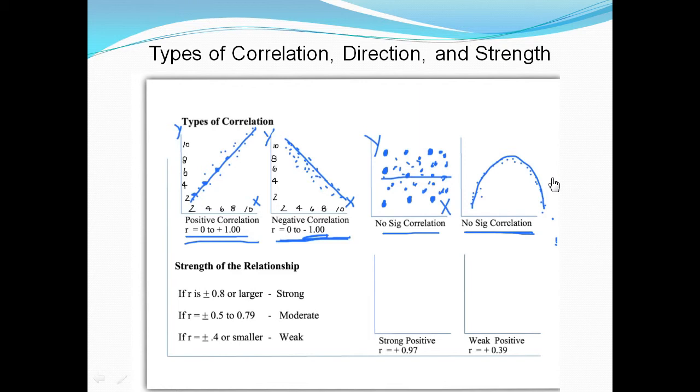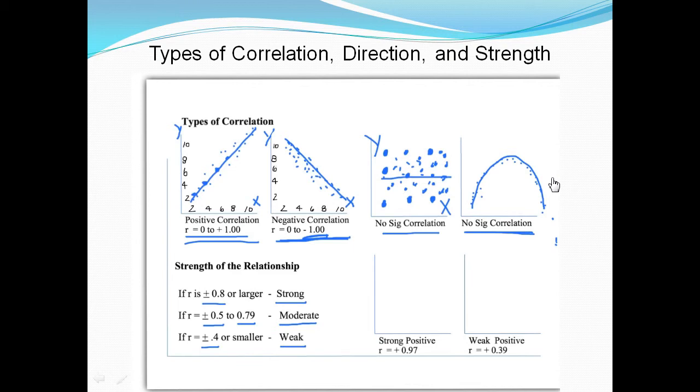Another feature of correlation is strength. And the closer a correlation is to 1, the stronger the relationship. For example, if I have a +.8 or a -.8 or a bigger number, we have a strong relationship. If we have a +0.5 or a -0.5, up to 0.79, positive or negative as well, it would be a moderate relationship. And if I have a ±.4 or a smaller number, 0.39, 0.38, 0.25, positive or negative, that's a weak relationship.